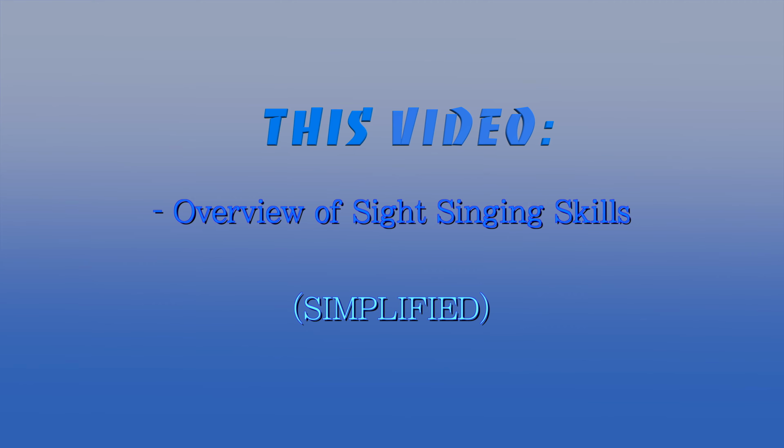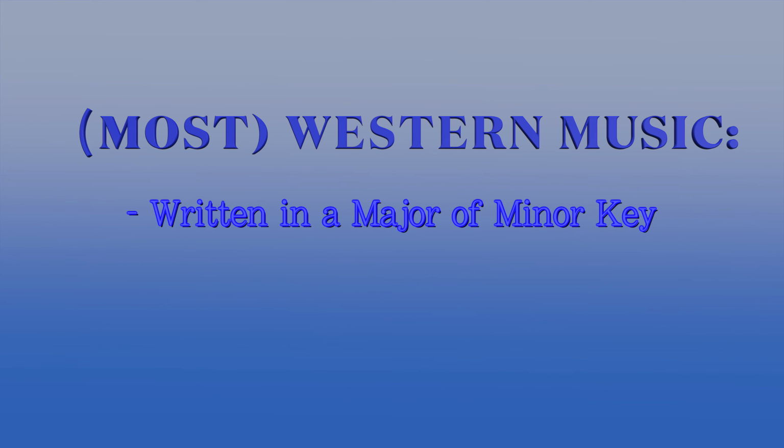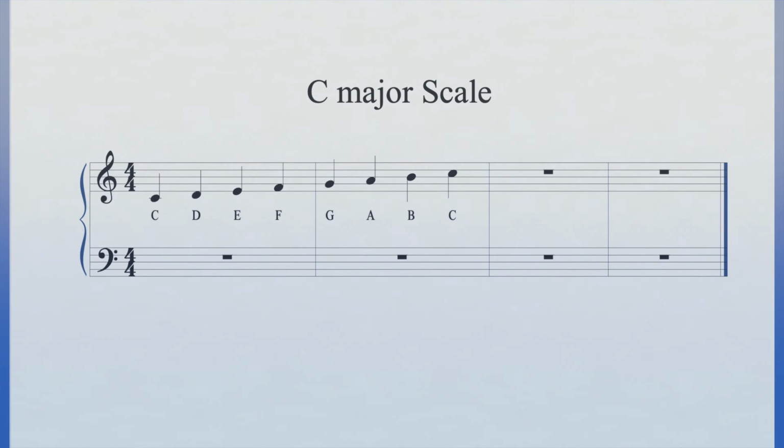The first important thing to know is that the vast majority of Western music is written in either a major or minor key. In music, a key is a group of spatially related pitches around which a piece of music revolves. So to start out, we're going to be singing in one of the simplest keys, which is C major. C major is made up of these notes.